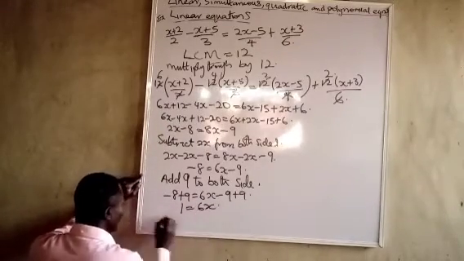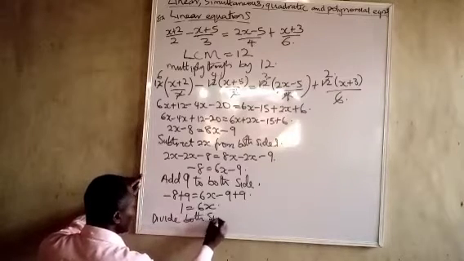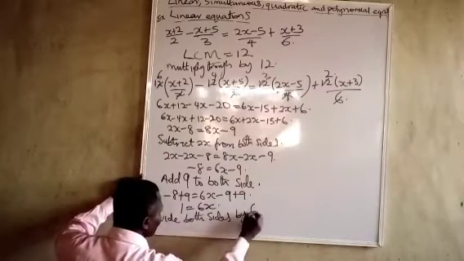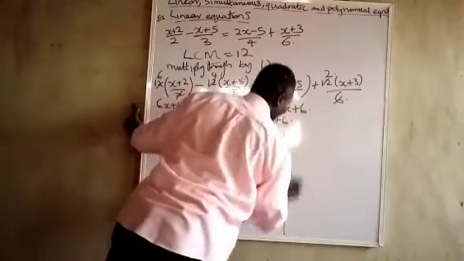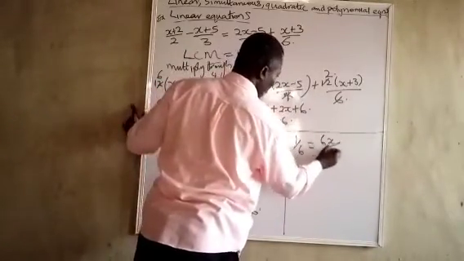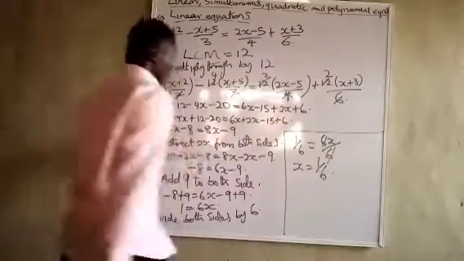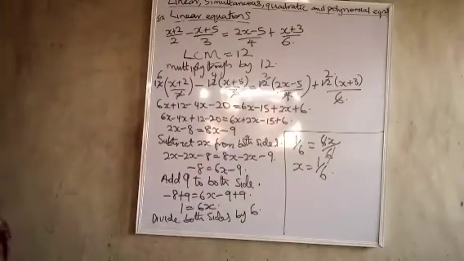Now to find what x is, I have to divide both sides by 6. So I'm going to have it like this: 1 over 6 is equal to 6x over 6. So x is equal to 1 over 6. That's the answer. Now let's do one more before we go to the next section.